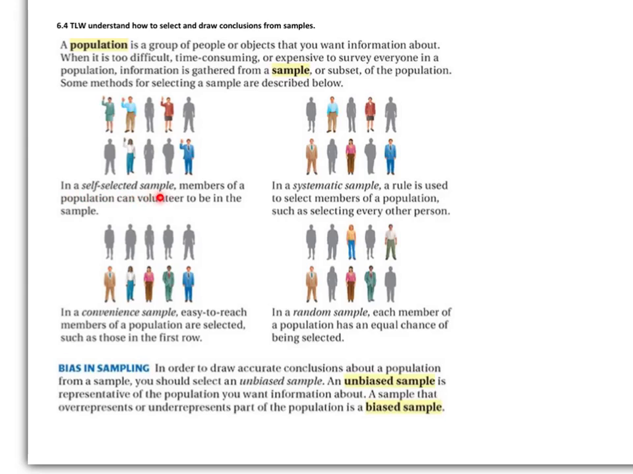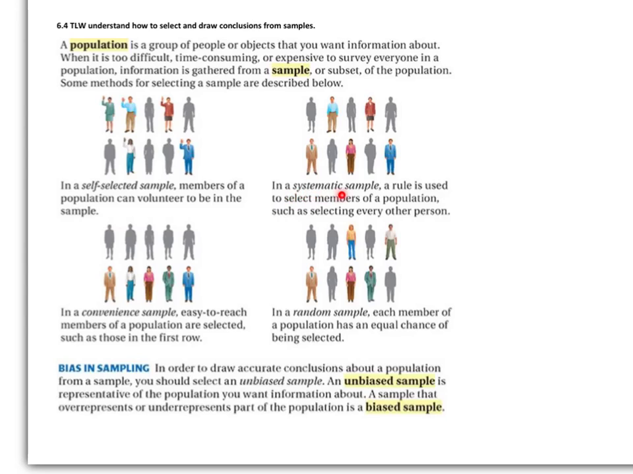In a self-selected sample, members of a population can volunteer to be in the sample. A good example of this is when you see people set up outside of a grocery store or something, and they're like, hey, will you take this survey? Well, they select to take the survey. That's called self-selected. Okay?